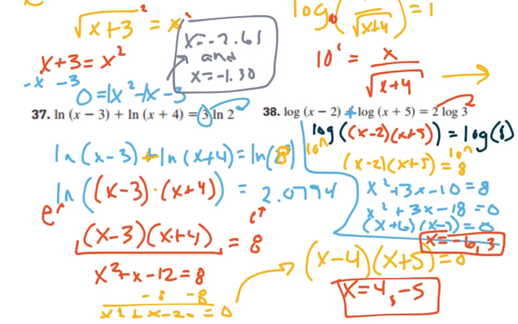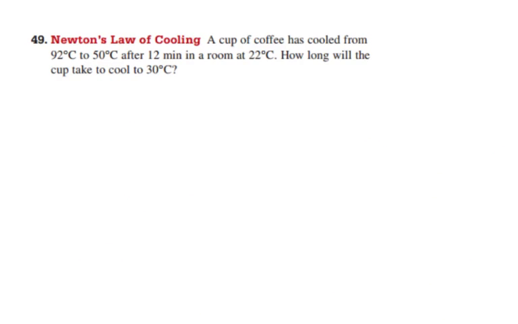Okay. So then we get some laws of cooling. Super. So now we have to have that giant formula. So a cup of coffee is cooled from 92 degrees Celsius to 50 degrees Celsius.